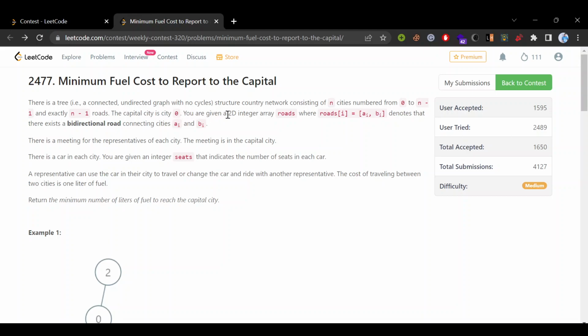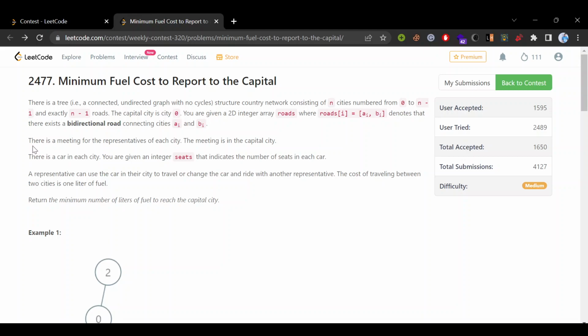You are given a 2D integer array roads where roads[i] equals [ai, bi], and because it's a bidirectional edge, ai is connected to bi and bi is also connected to ai. It denotes that there exists a bidirectional road connecting cities ai and bi.